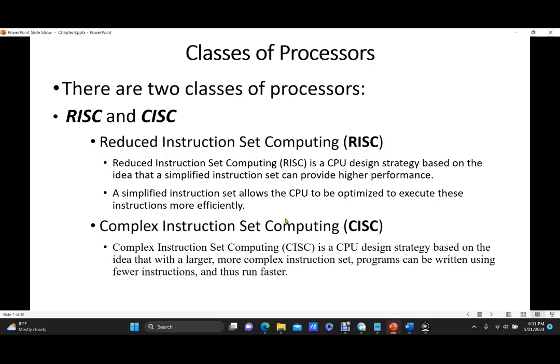Complex instruction set computing, CISC, processors use a design strategy based on the idea that with a larger instruction set, you can write programs using fewer instructions. And with fewer instructions, the programs would execute faster.